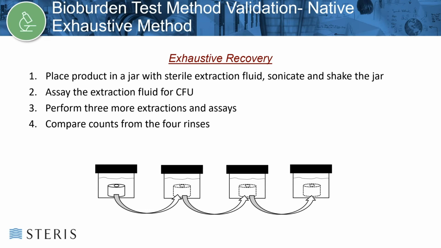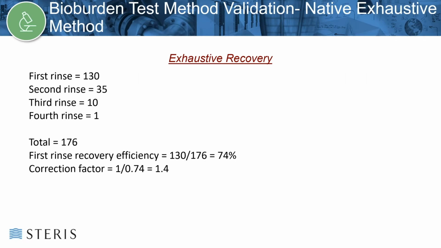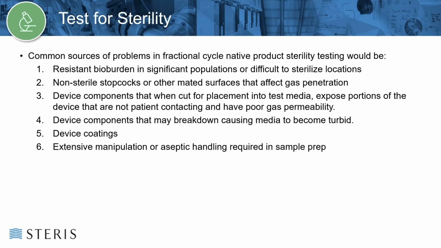We obtain CFU results from the 4 rinses and notice that we have achieved exhaustion as our first rinse is 130 CFU and our last rinse must be 13 or less, 1 log reduction. We take the first rinse and divide it by the total of all rinses and then multiply the result by 100. This gives us the recovery efficiency of 74%. Again, the inverse of our recovery efficiency is the correction factor, which in this example would be 1.4.